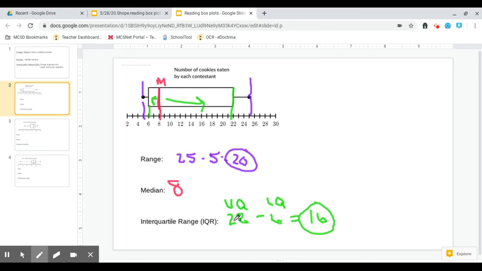There's my range, my median, and my interquartile range. My upper quartile is 22. My lower quartile is 6. Subtract them, you get 16. Okay, moving on to another one of these.